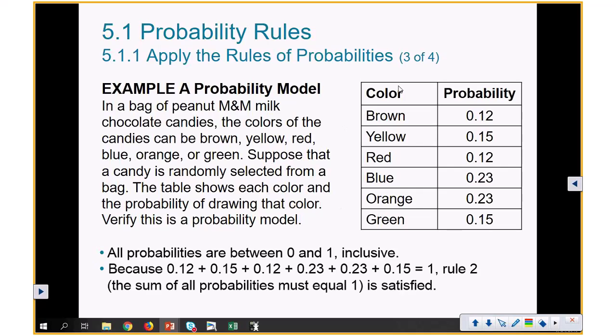Just like all your graphs, what do all your graphs have to equal? What do the percentages on my weights and my grades have to equal? 100. All your probabilities have to equal 1.